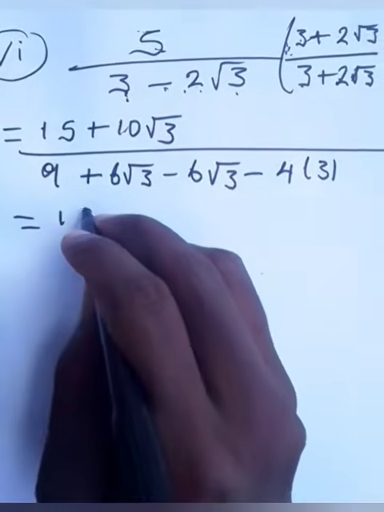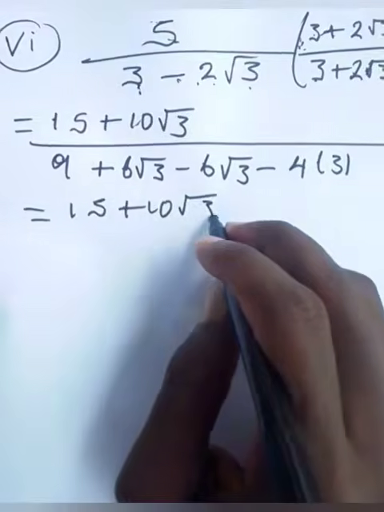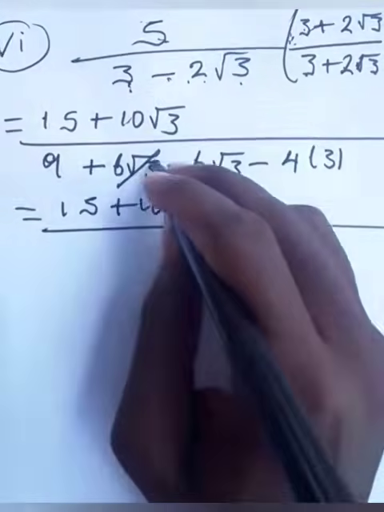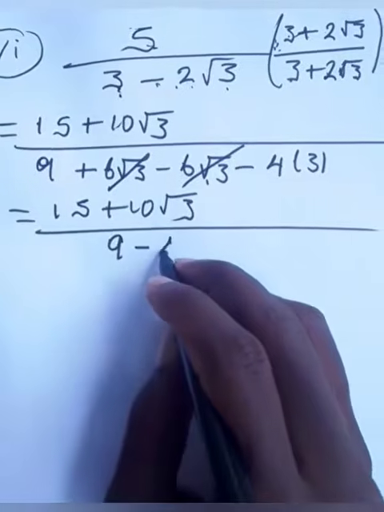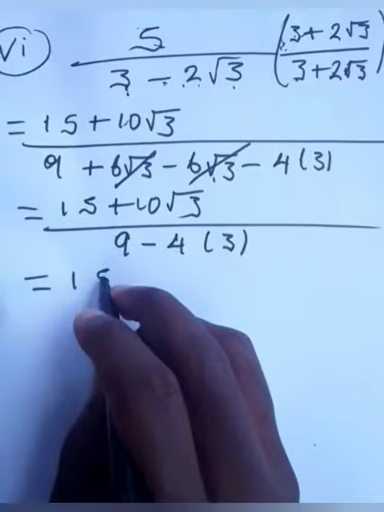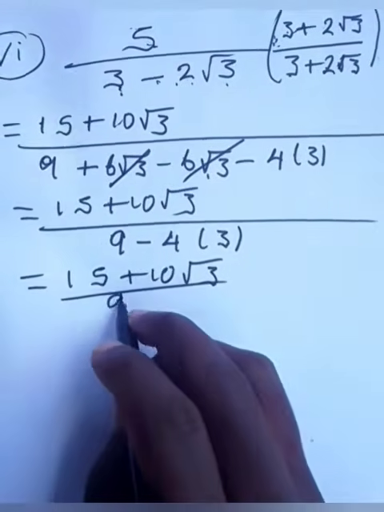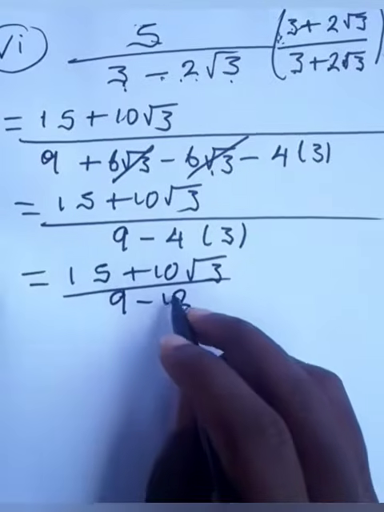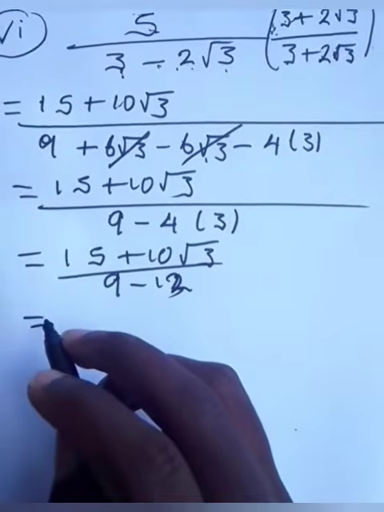And then on the numerator we're just going to have 15 plus 10 square root of 3, right? And then this and this will cancel out. On the denominator we're going to have 9 minus 4 times 3, like this, right? So we have 15 plus 10 square root of 3. Then we have 9 minus 12. Alright, so this is what we are having right now.